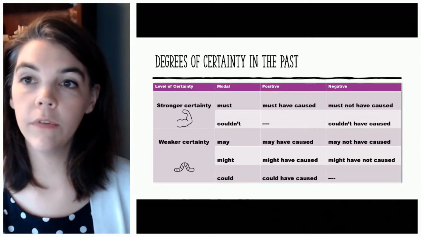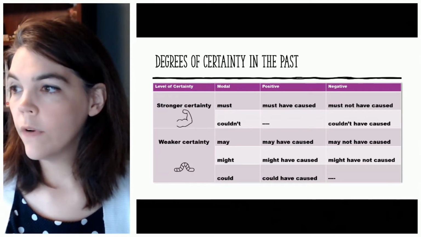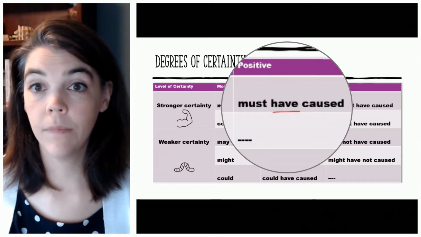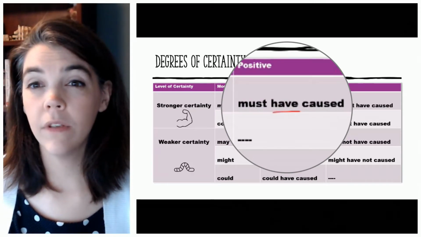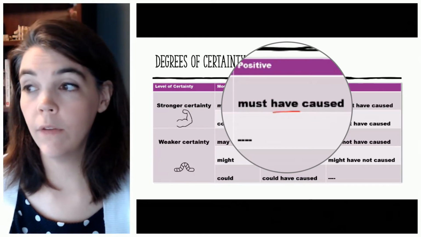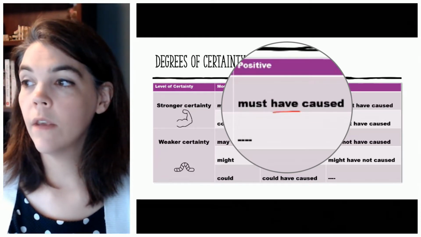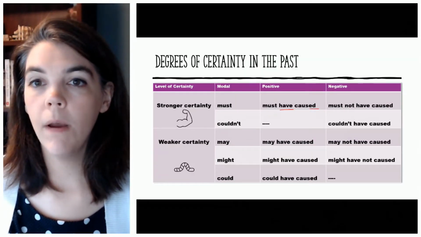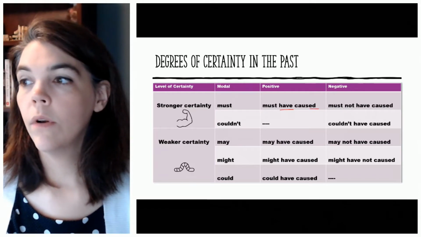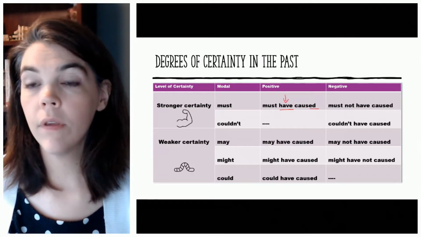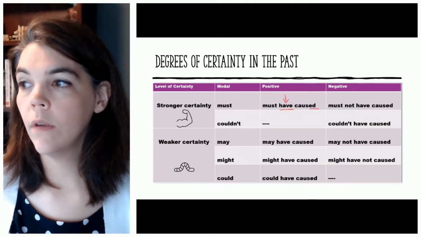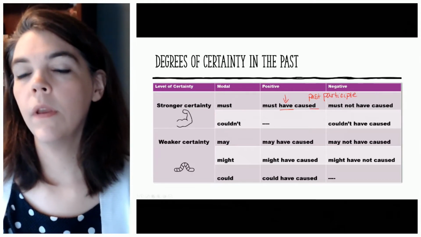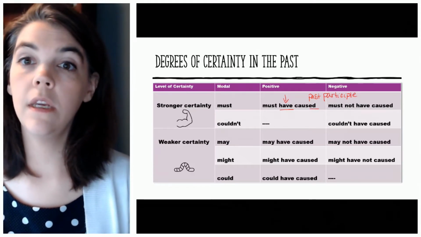So here are our modals of certainty in the past. The first thing that we see is that we have this addition of have, all right? That was not in the present or the future form of these modals of certainty. And the second thing is we've added ed, okay? So if we're going to talk about modals of certainty in the past, we're going to add have, and we're going to use the past participle. And remember, if you're using an irregular verb, it's not going to just be an ed on the end.